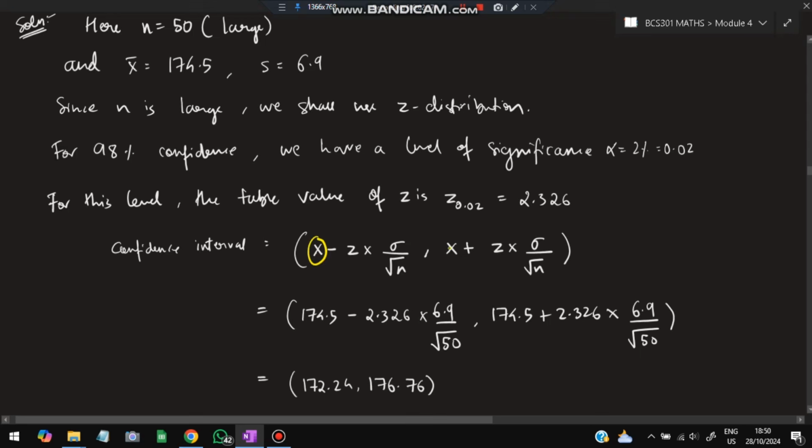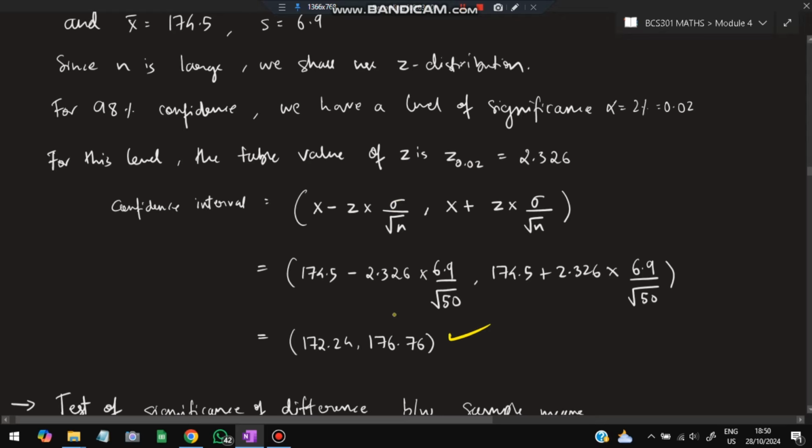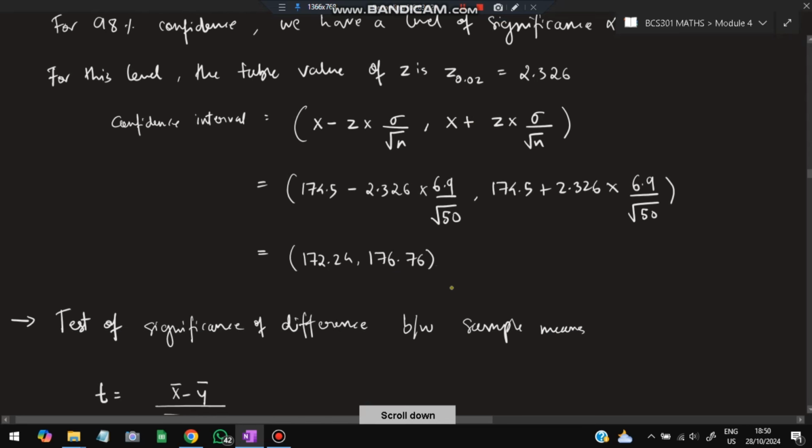the mean value minus z into s, which is the standard deviation, divided by the square root of n. In the previous one, we had sigma by square root of n. S and sigma are both the same. For a large sample we denote it by sigma, for a small sample we denote it by s. Substitute these values, all the values are given to us, so just substituting we'll get the answer here. So this is the confidence limit for 98%.